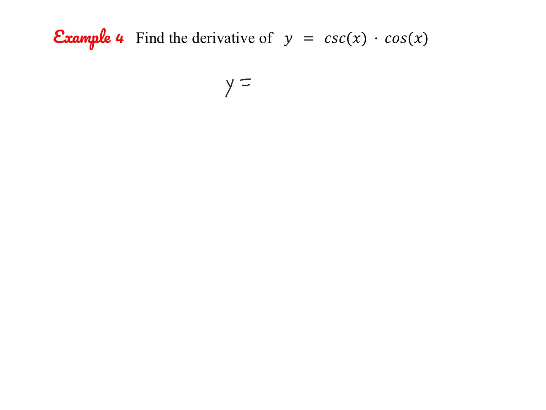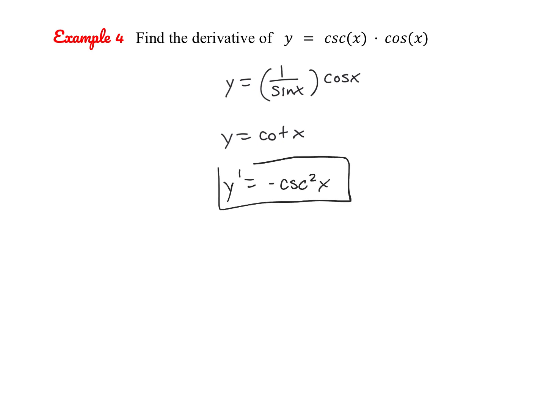So if we rewrite cosecant of x as 1 over sine of x, and then we have cosine of x here, we see that we have cosine of x over sine of x, which is cotangent of x. So this is one of our derivatives that we should just have memorized. So much easier than having to do the product rule, although if we did the product rule for this, we would end up with the same answer, just you'd have a few extra steps.